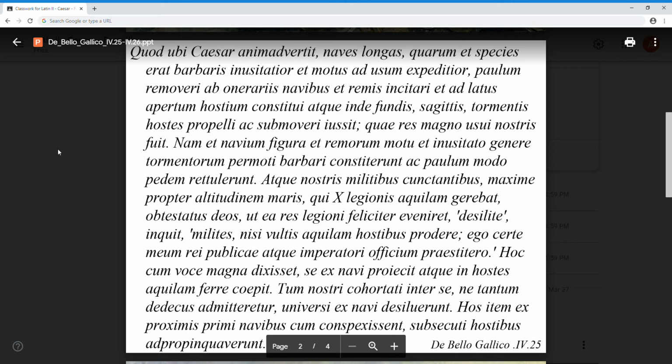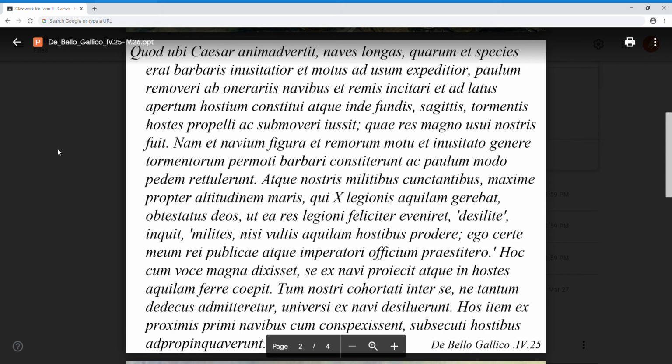Ego certe, I, ego, the emphatic I. We normally don't put the pronouns in Latin unless we want to emphasize who's doing what. So this is an emphatic I with certe. So the pronoun with certe here means something like I at least, not you guys, but I, at least I, meum, rei publicae atque imperatori officium. Meum and officium go together, and everything in between them, the rei publicae atque imperatori, is emphatic and goes with meum officium.